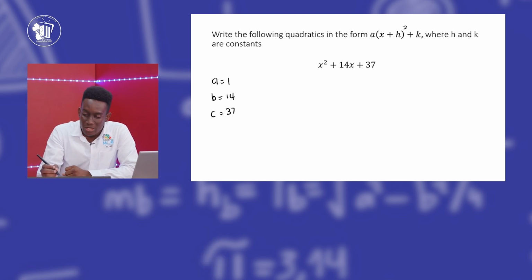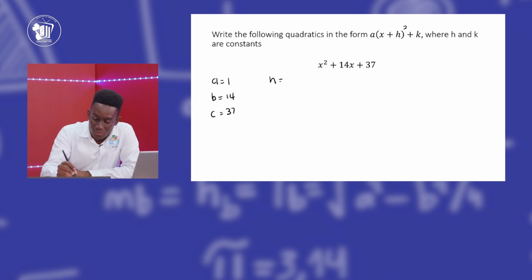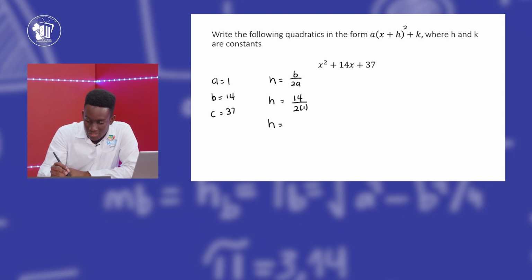So to find our values for h and k, we'll use the formula. h is equal to b over 2a. So h will be equal to, we see b is 14, divided by 2 times a, which is 1. Hence h is equal to 14 divided by 2 times 1. So this is 14 divided by 2, which is 7. So h is equal to 7. That will be our value for h.